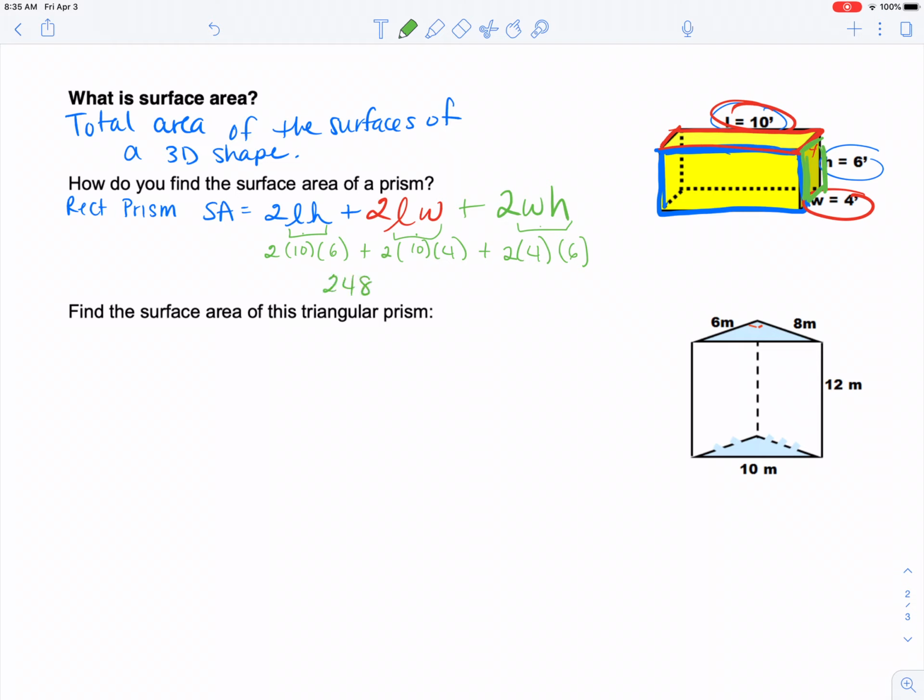And another important concept is now that we're talking about area, it's going to be in square units, so square feet here, instead of cubic feet that we would have been discussing in terms of volume, filling the inside space.